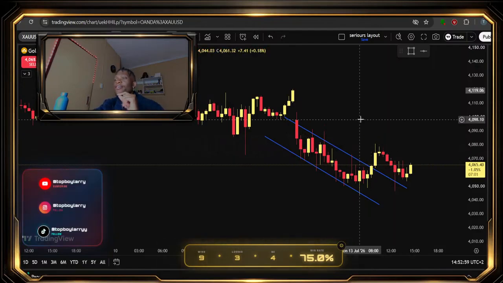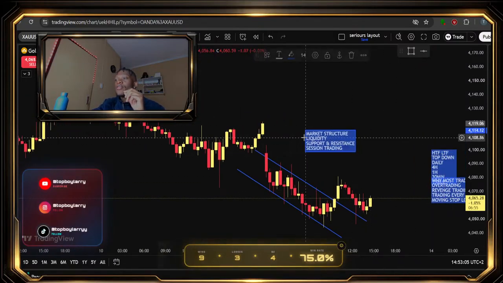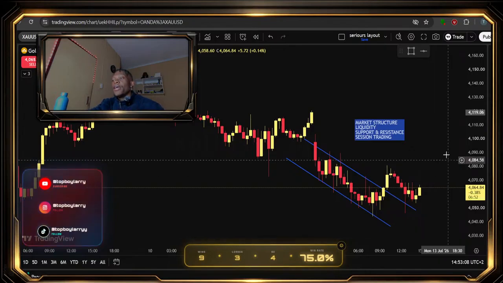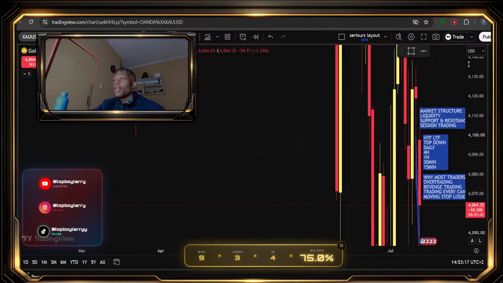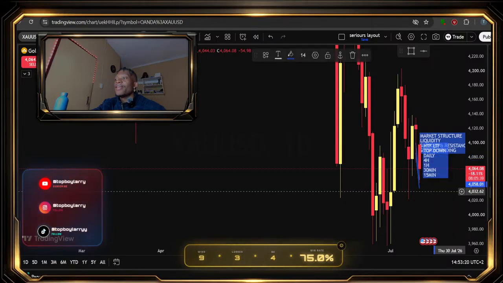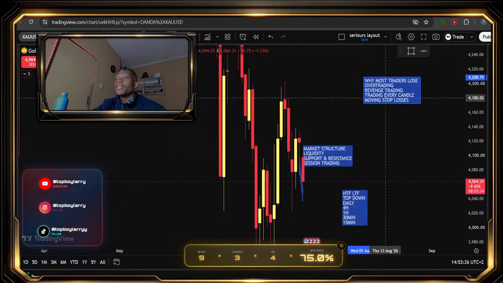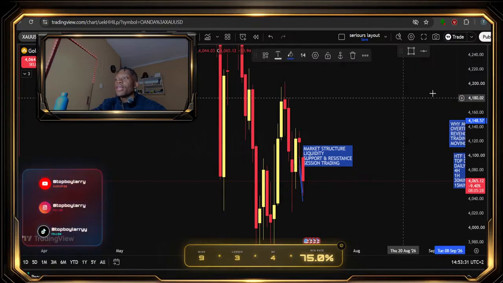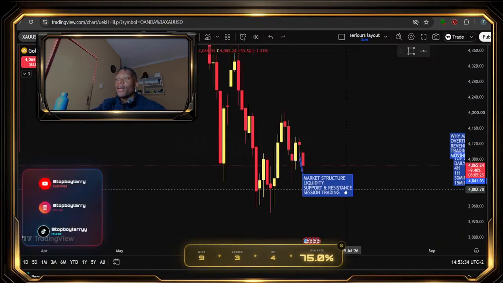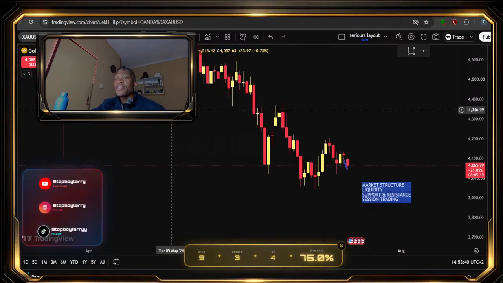Another thing is that we need to focus on market structure. So I'm gonna bring up my notes right here. What is market structure? Market structure is basically us being able to understand how price is moving on a higher time frame, being able to see how the market wants to move. Looking at the higher time frames, what is the structure? Are we bearish or are we bullish?